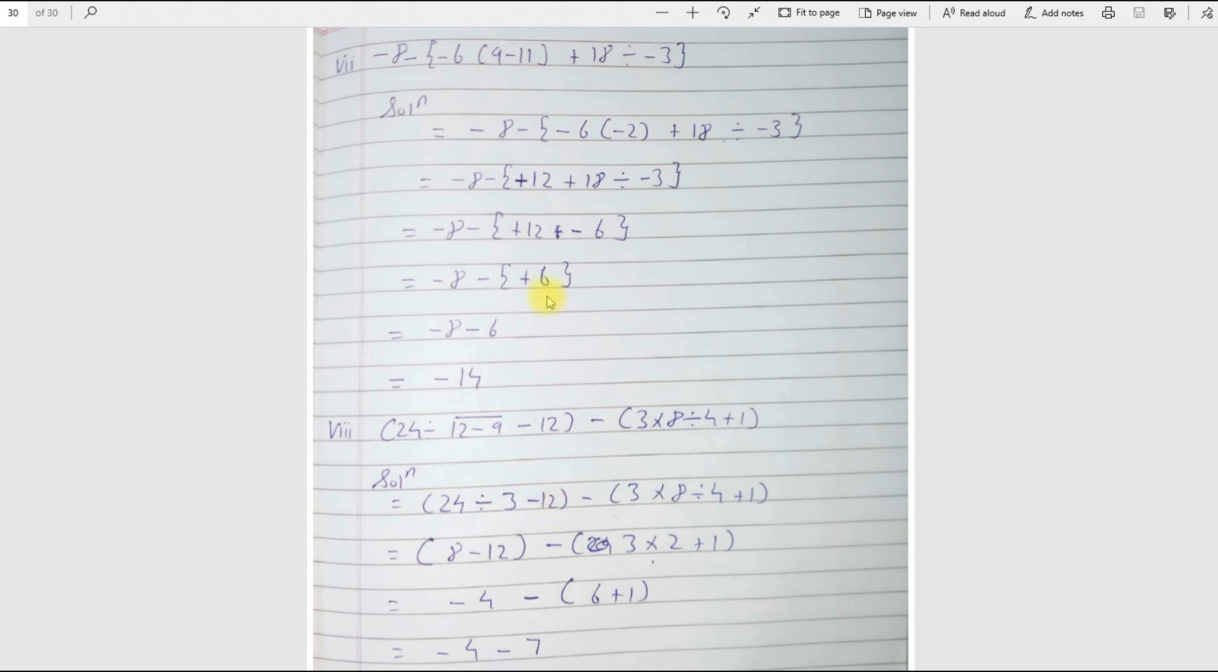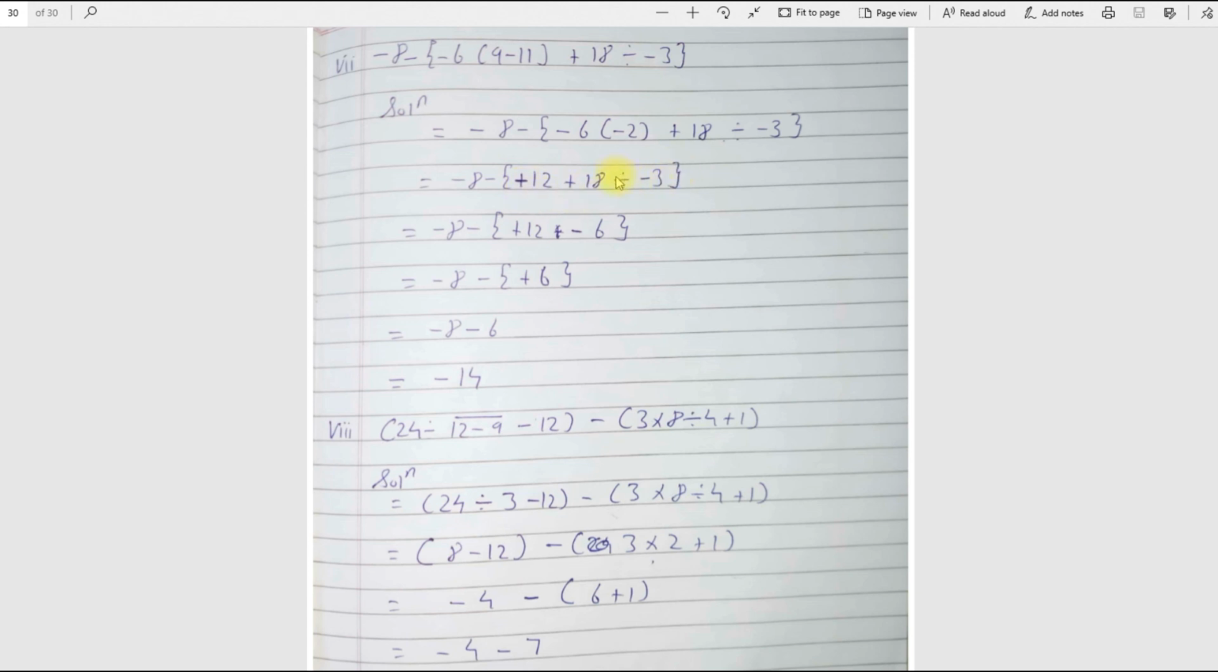Here it is very easy. First, we know that we will always solve the round bracket first, that is 9 minus 11 is minus 2. The reason behind explaining this sum is that here there is no sign between the number and the bracket, therefore we know that it is a multiplication. Minus 6 into minus 2 gives me plus 12, because minus minus gives plus. Now plus 12 plus 18 divided by minus 3.